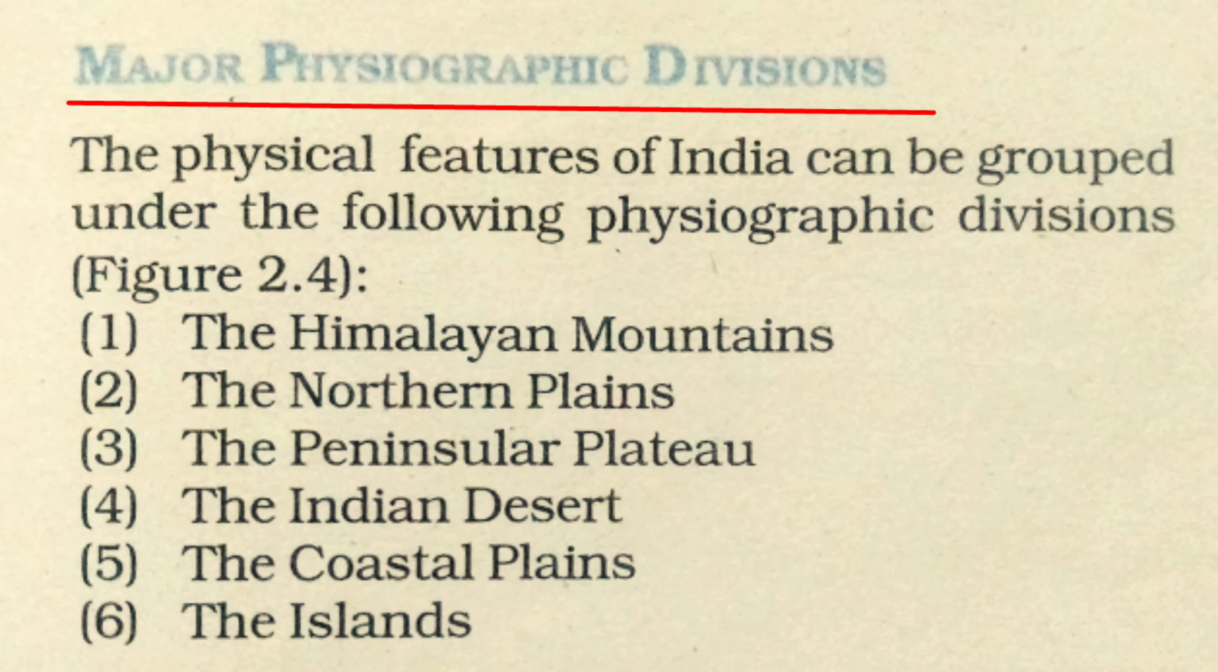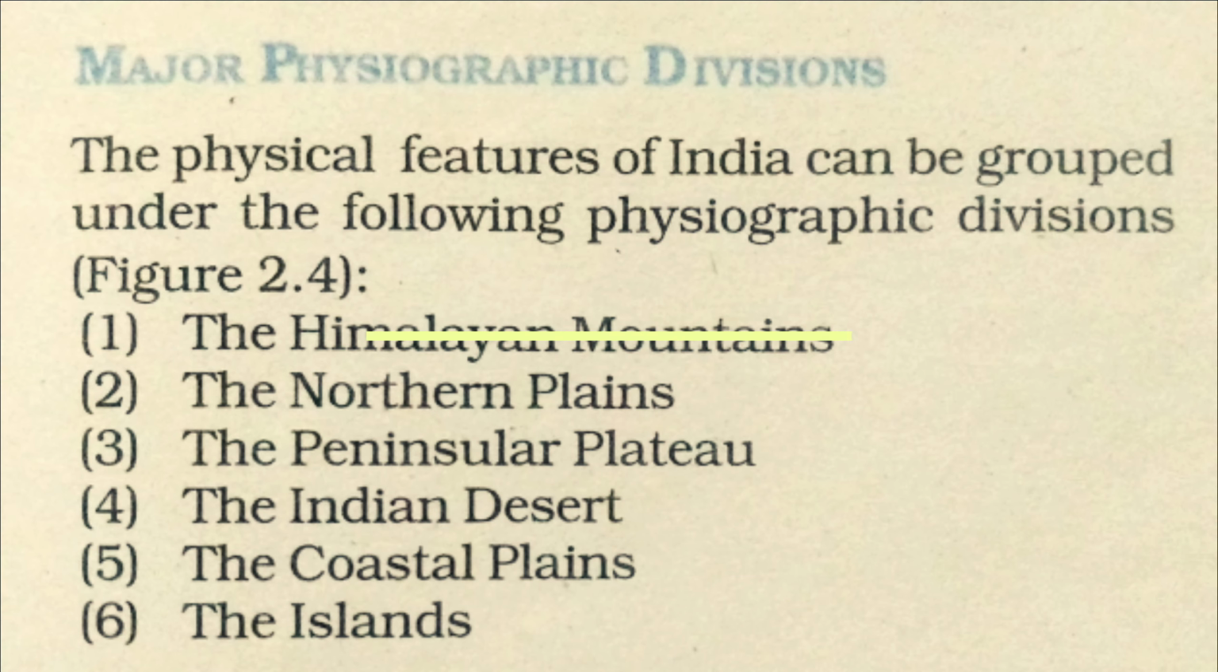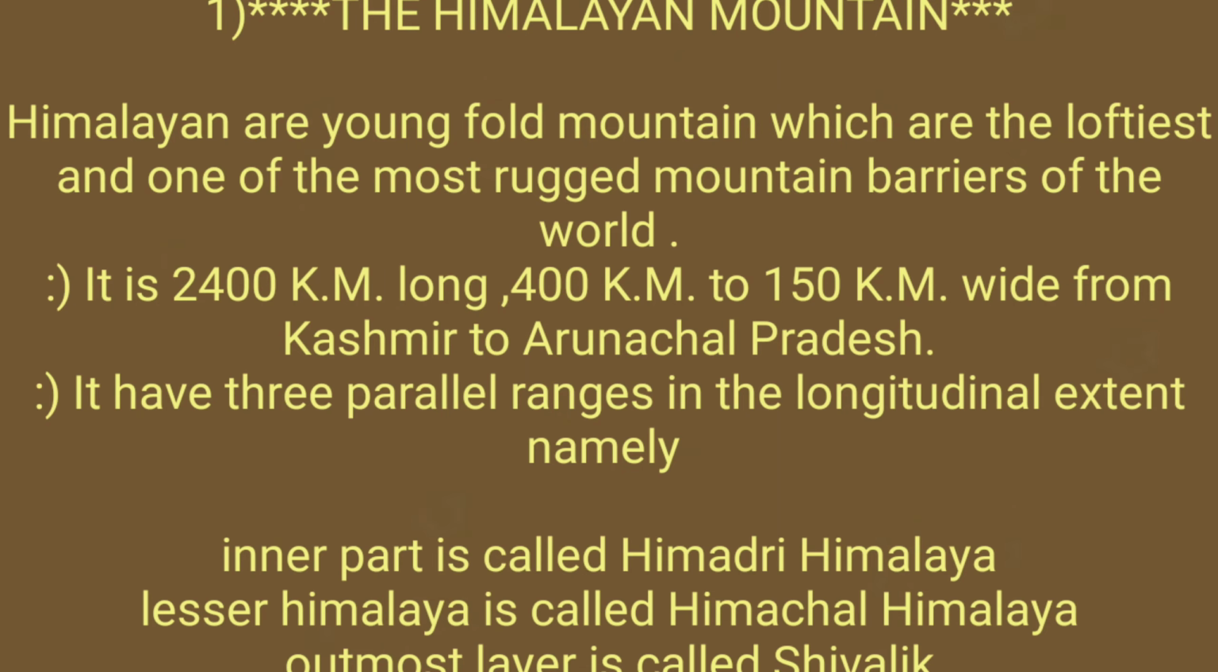Now we learn about the major physiographic divisions. The physical features of India can be grouped under the following physiographic divisions. First, the Himalayan Mountain; second, the Northern Plain; third, the Peninsular Plateau; fourth, the Indian Desert; fifth, the coastal plains; and sixth, the islands. First is the Himalayan Mountain.